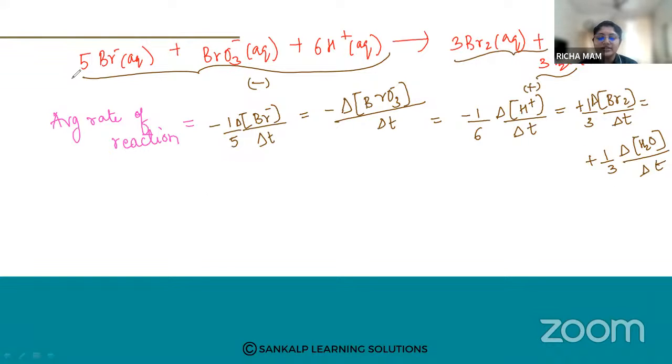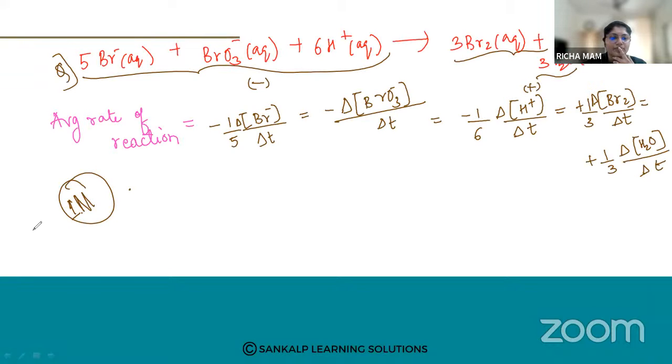Like this the question is asked. They give you the equation and tell you to write the average rate of the reaction. Like this the question is asked for 1 mark. Got it? So this is about the average rate of the reaction. Is it clear? Both the cases are clear?